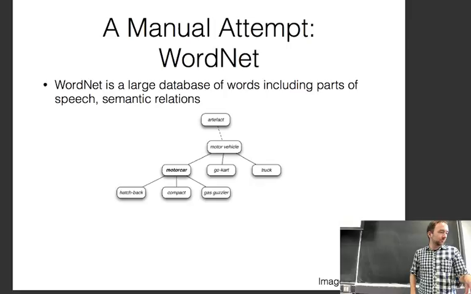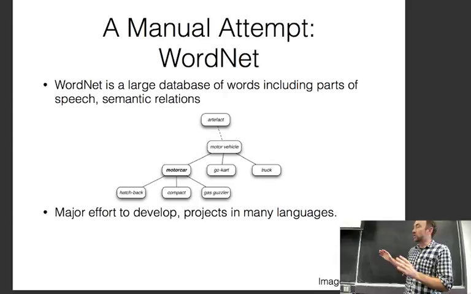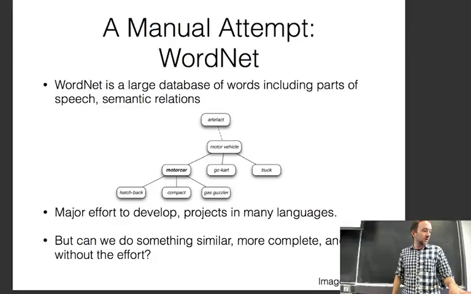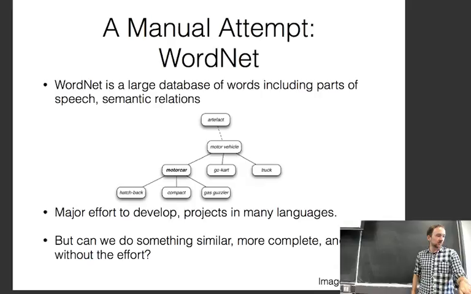This is one way to get information about words, but it's a very, very major effort to develop it. This was developed, I believe, at Princeton for 20 years, and it still continues to be developed. And there are projects in many languages. So there are WordNets in many other languages as well. What we would like to do is hopefully something similar, more complete, and with less effort. WordNet will always have the advantage of being manually curated and very nice. It will be accurate when it exists, but we would like to cover things in a more complete way.